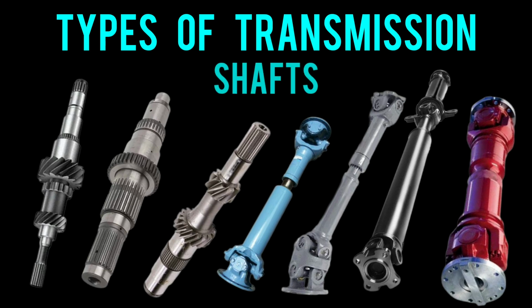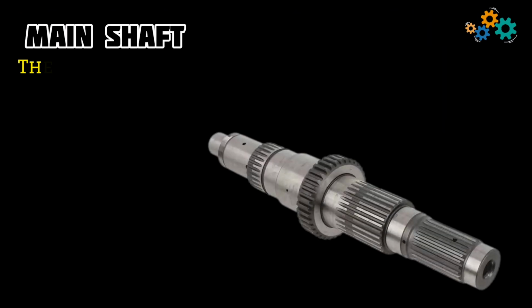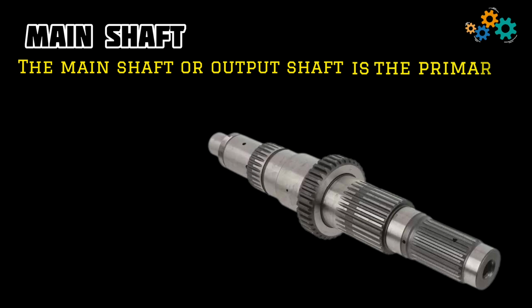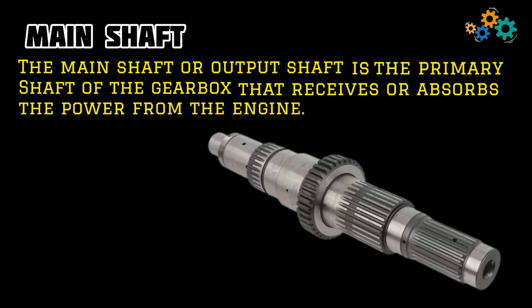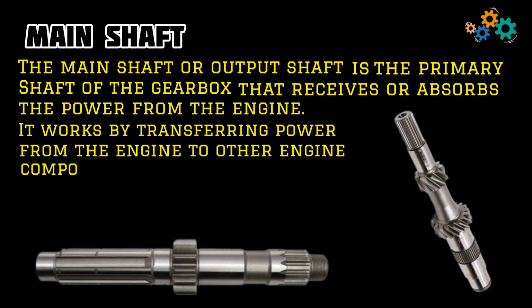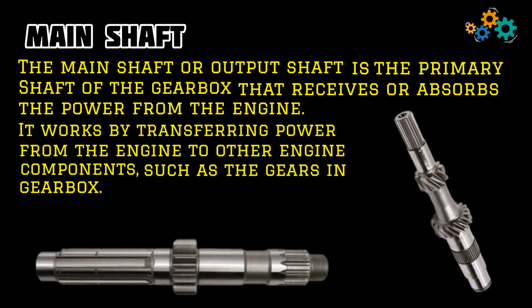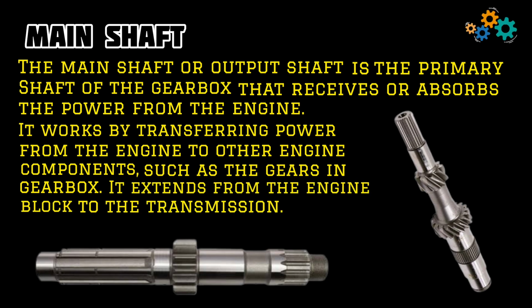Types of transmission shafts. Main shaft. The main shaft or output shaft is the primary shaft of the gearbox that receives or absorbs the power from the engine. It works by transferring power from the engine to other engine components, such as the gears in the gearbox. It extends from the engine block to the transmission.